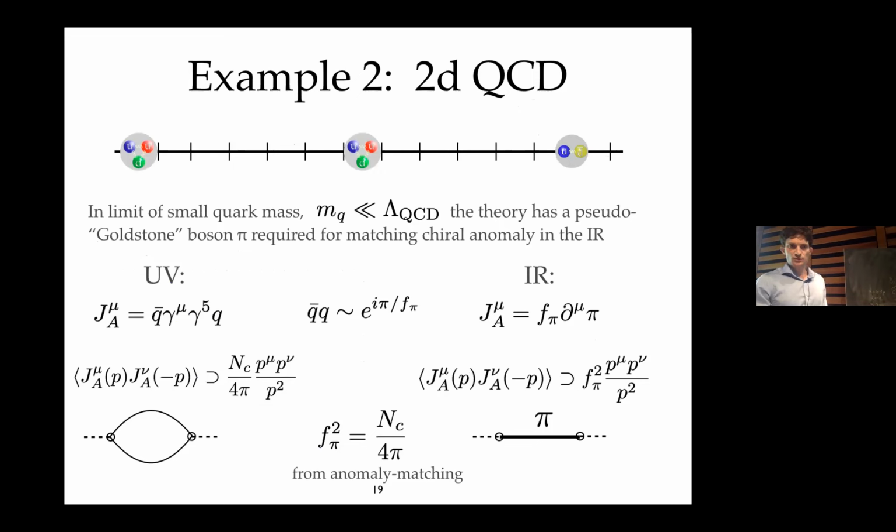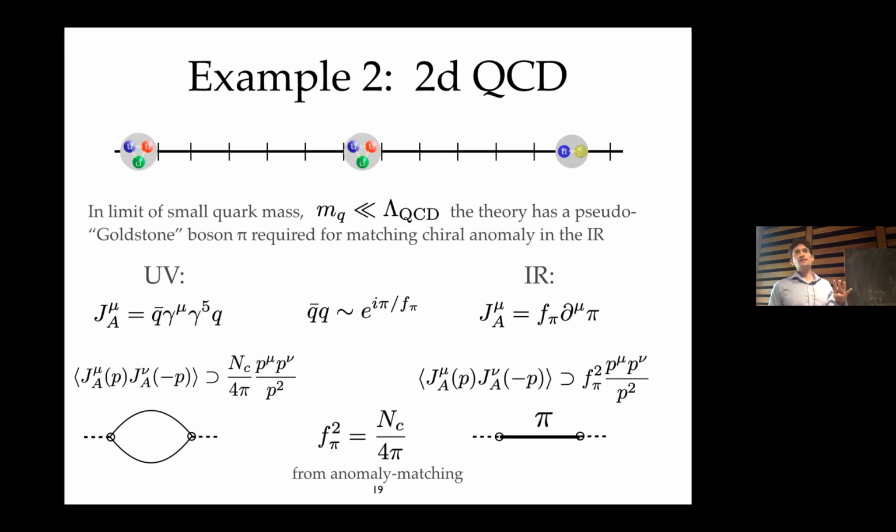But next, I wanted to move to a slightly more complicated example, which is a little richer, the theory of QCD in 2 dimensions, specifically in the limit where the quark mass is very small. So this is a very interesting theory. So I'm going to talk a little bit about how we understand what happens in the infrared in the limit where the quark mass is small. So when the mass goes to 0, the theory actually has a sort of a Goldstone boson pi. I put Goldstone in quotes because there are no Goldstone bosons in 2 dimensions. But when the mass is 0, there's a massless pion in the IR.